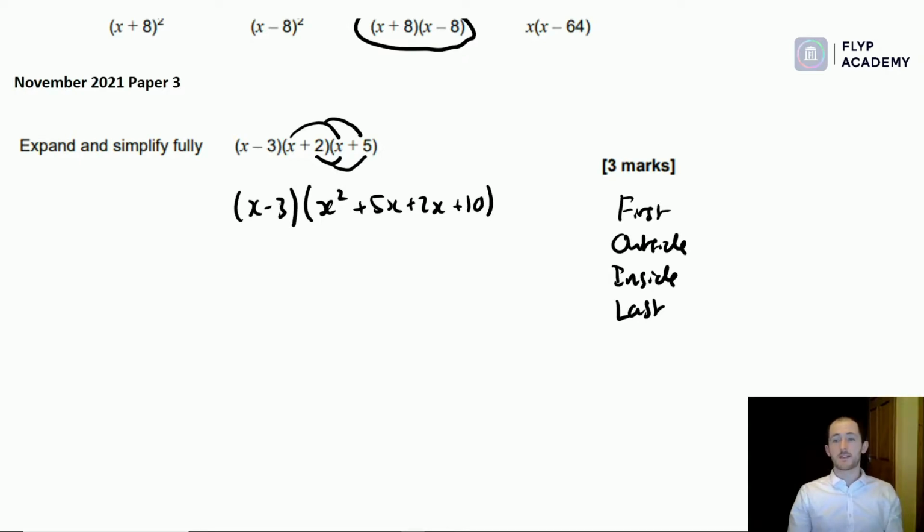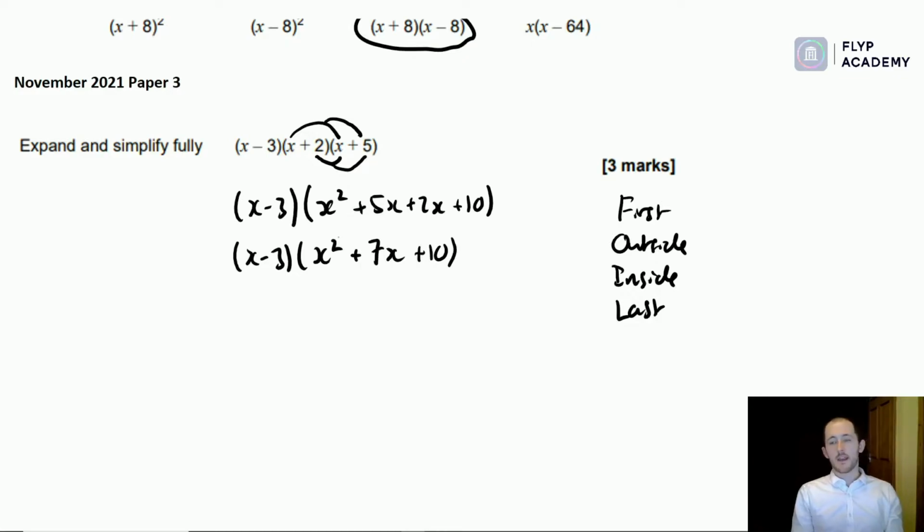So you might notice that everything in the first bracket is times everything in the second bracket. The x times everything in here, 2 times everything in here. Now we simplify by gathering any like terms. So x squared, there's only 1 x squared. X's, there are 2 x terms, 5x and 2x, so 5 plus 2 is 7. And there's only 1 constant term, so plus 10.